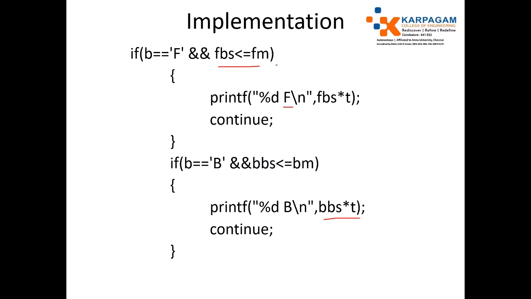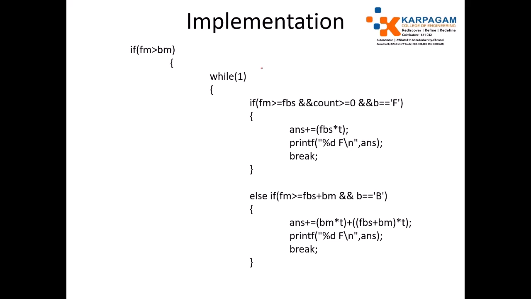Okay. If these conditions are not true, for example, FPS greater than FM means, or BPS greater than FM means, first check FM greater than PM. So if FM, that is the magnitude of forward movement, is greater than means, we need to keep on adding FPS with T until the condition gets true.